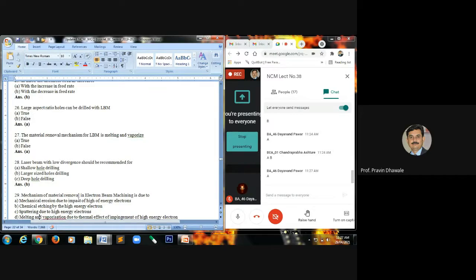Next, mechanism of material removal in EBM, electron beam machining, is due to mechanical erosion due to impact of high energy electrons, chemical etching by the high energy electrons, sputtering due to high energy electrons, melting and vaporization due to thermal effect of impingement of high energy electrons. Correct option that is D. Good.